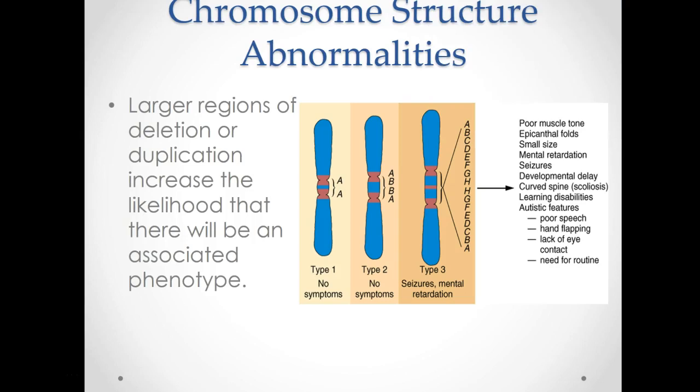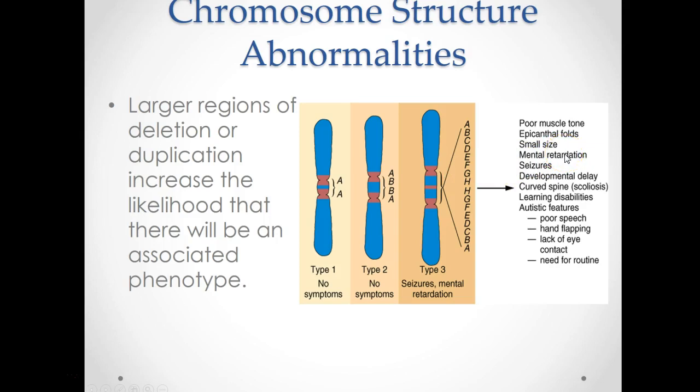Depending on the size of the deletion or the duplication depends on if there will be what we're calling an associated phenotype. If you miss just a very small amount of genetic information, especially something like heterochromatin, which is a repetitive sequence, it's likely that you're not going to see any symptoms. Likewise, if you make a duplication of that information, it probably isn't going to have an impact. But if you have a large sequence of genetic information that you're duplicating, then you might start to see some type of, again, a phenotype.